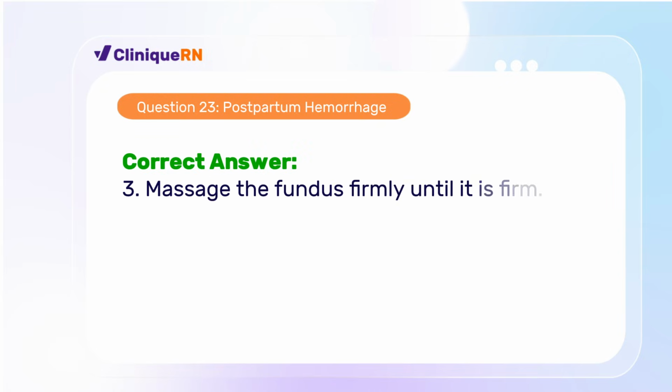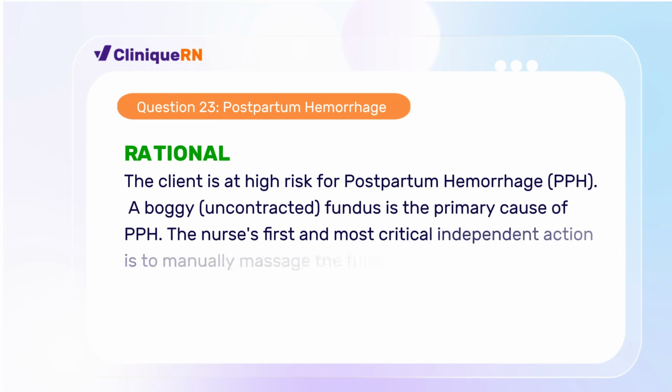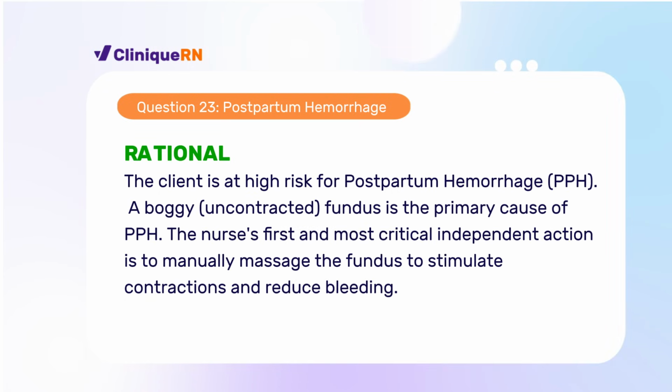The correct answer is 3. Massage the fundus firmly until it is firm. Rationale: the client is at high risk for postpartum hemorrhage, PPH. A boggy, uncontracted fundus is the primary cause of PPH. The nurse's first and most critical independent action is to manually massage the fundus to stimulate contractions and reduce bleeding.